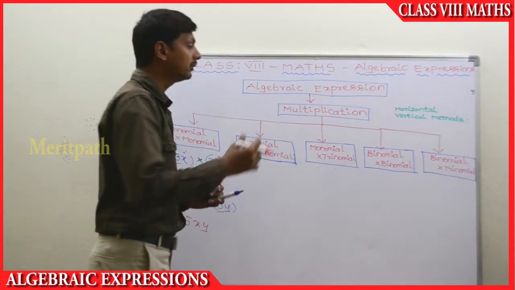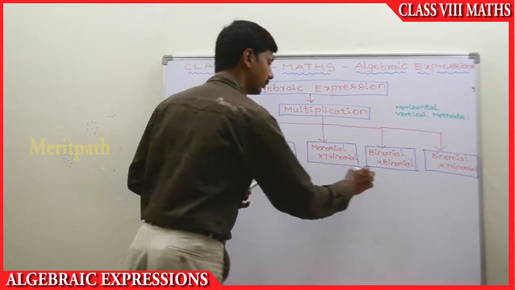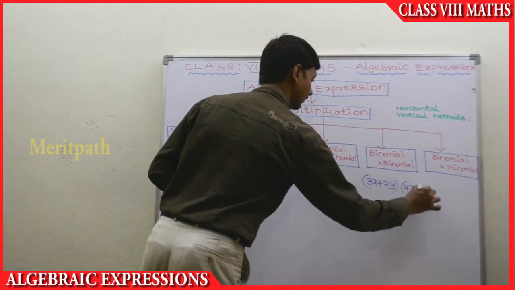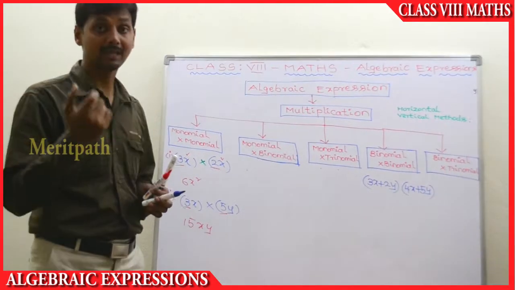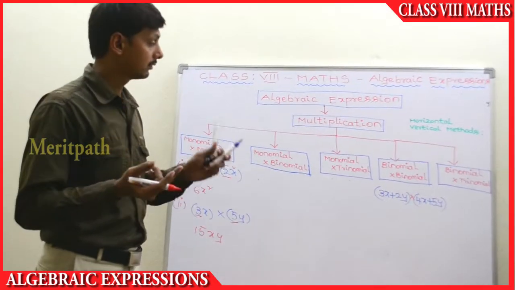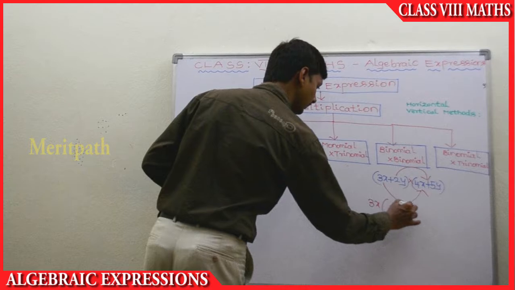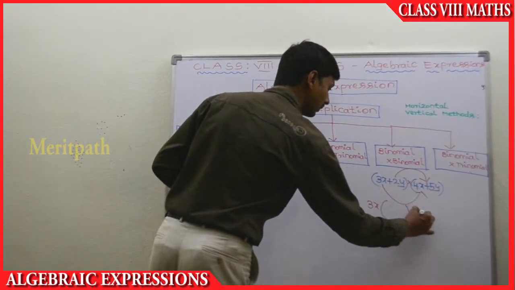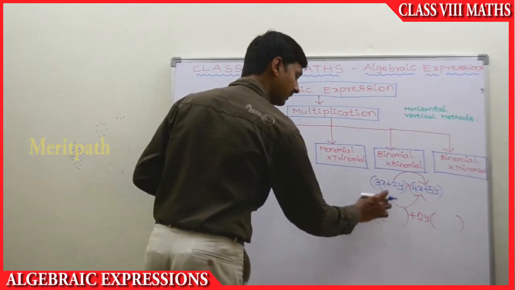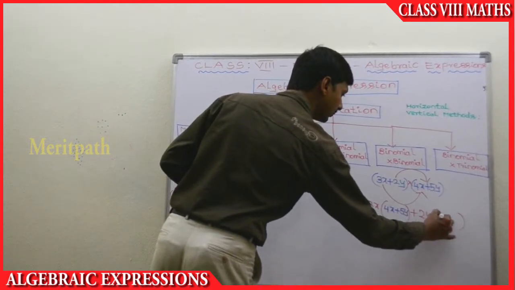Binomial should be multiplied with binomial. So let's take 3x plus 2y into 4x plus 5y. So first one is binomial, second one is also binomial, and we use the same distribution. So distributive property. So let's multiply first with 3x and after 2y. First we need to multiply 3x with 4x plus 5y, and 2y should be multiplied with 4x plus 5y.